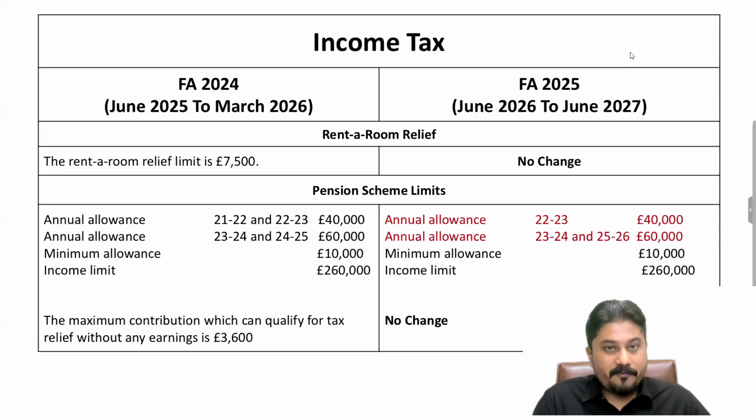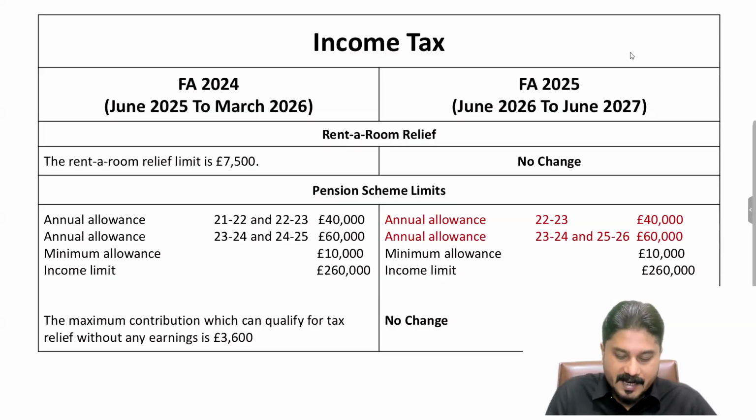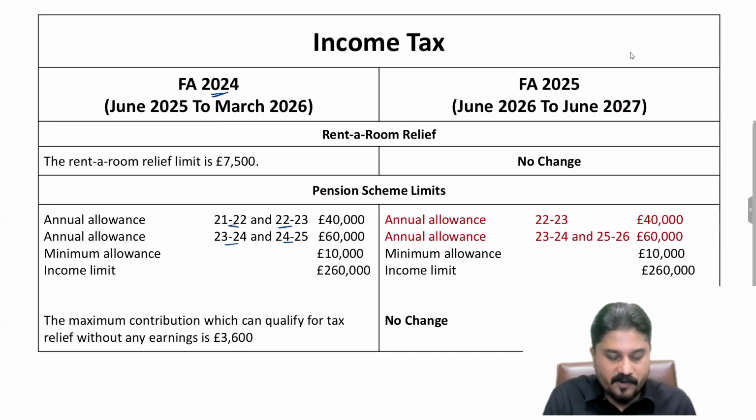Moving forward, if we talk about property income, there is a concept of rent-a-room relief. There is no change. The limit is 7,500, which is still the same. For pension scheme limits, yes, there is a change in the dates. For example, when we were talking about Finance Act 24, the previous 3 years were standing in the fiscal year 24-25.